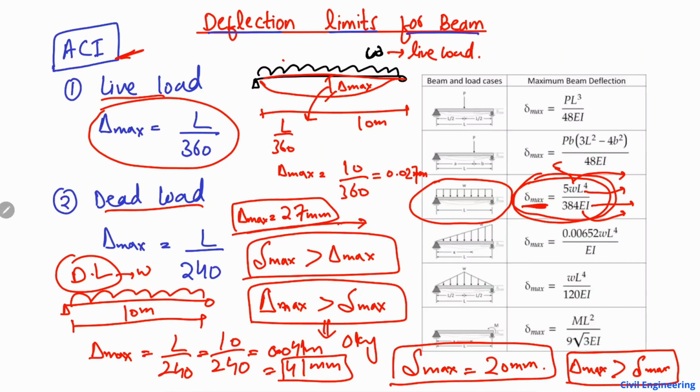So these are the two deflection limits, and for every code you can find these two deflection limits, but they will have different formulas. Here, according to the ACI, they are L by 360 with the live load and L by 240 with the dead load.